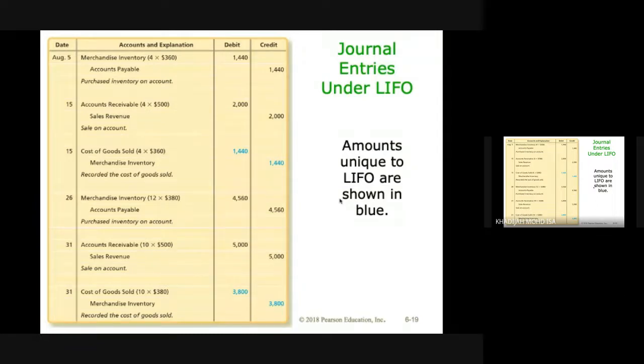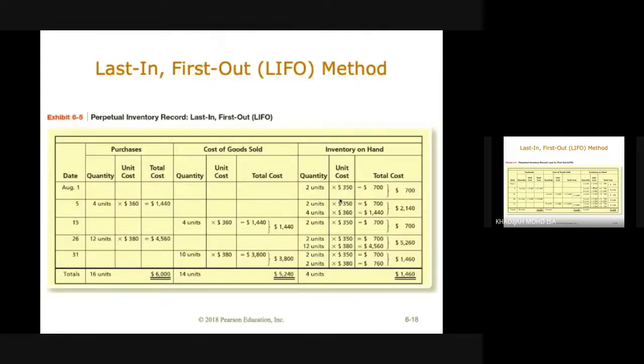Okay, so remember that under perpetual, when there is a sale of your inventory, you have to have two recordings. One is to record the sale itself at selling price. And of course, you're going to debit your accounts receivable, or if you sell on cash, you're going to debit your cash. The second one is to record your cost of goods sold, and you're going to credit your inventory. Why do you credit your inventory?